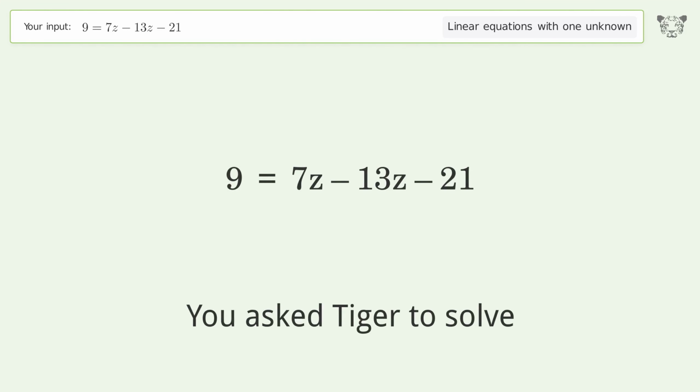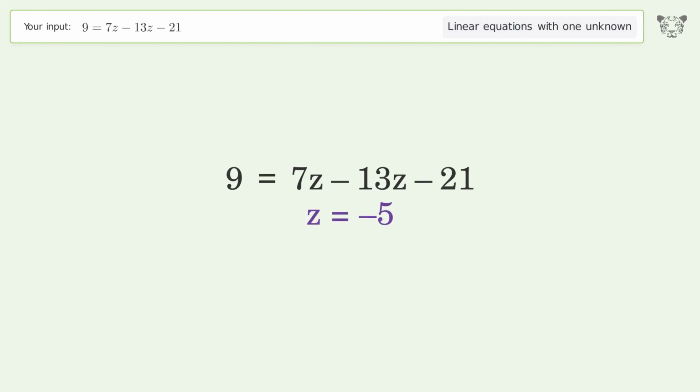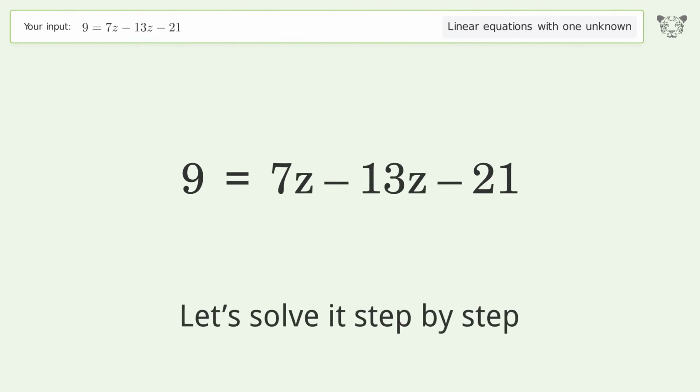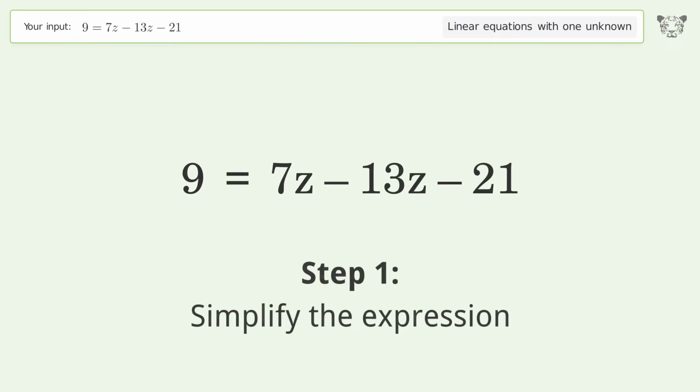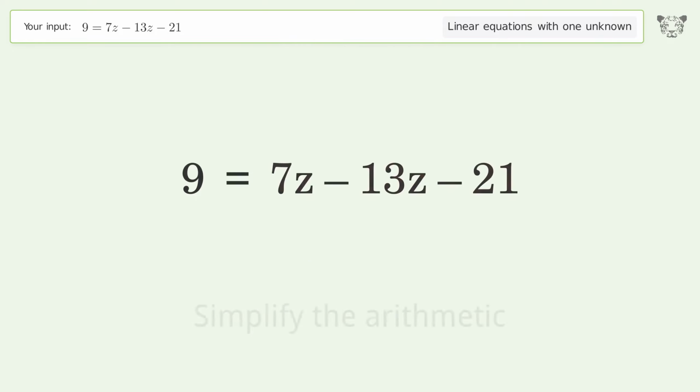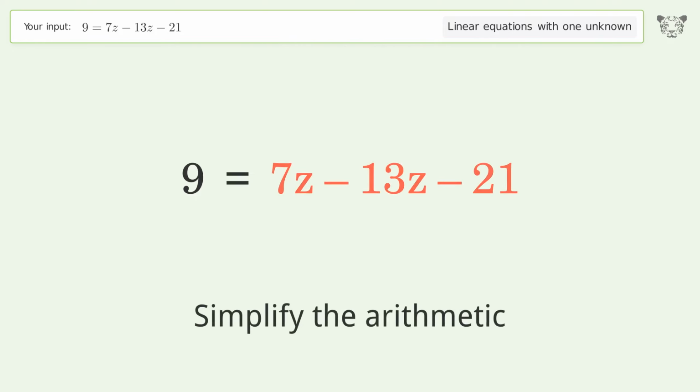You ask Tiger to solve. This deals with linear equations with one unknown. The final result is z equals -5. Let's solve it step by step. Simplify the expression. Simplify the arithmetic.